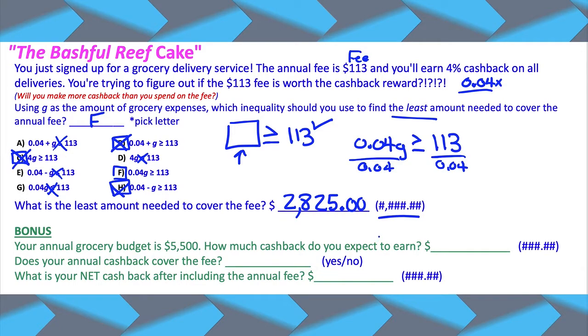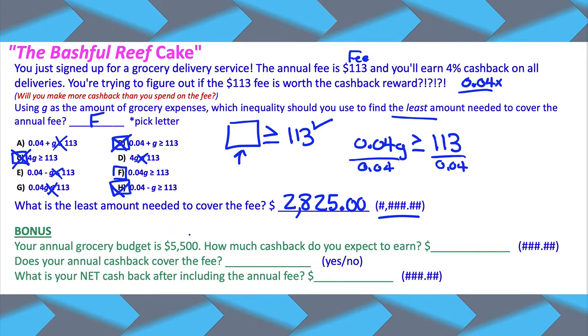Okay? You're like, that's a lot of money. Well, this is for one whole year. People spend a lot of money on groceries over a year. So let's go to the bonus questions. Let's say your annual grocery budget is $5,500. How much cash back do you expect to earn?